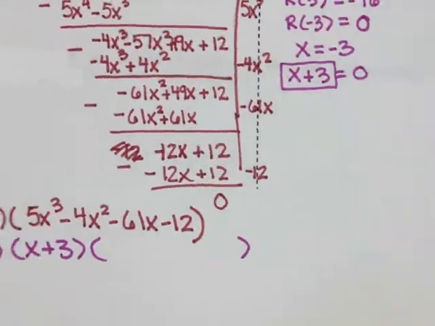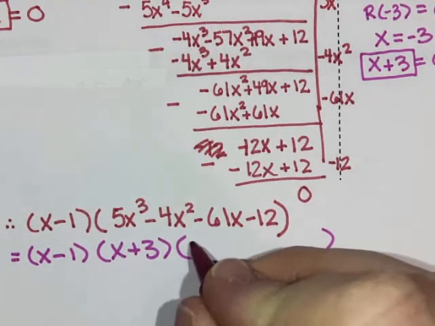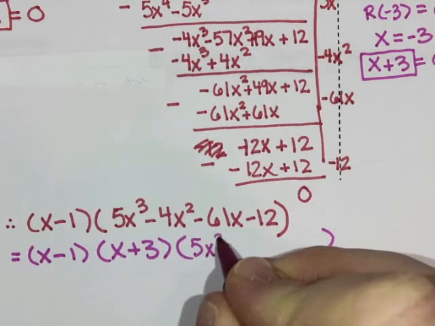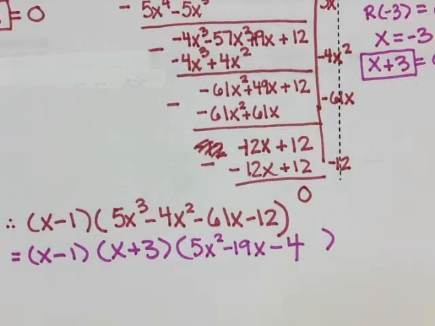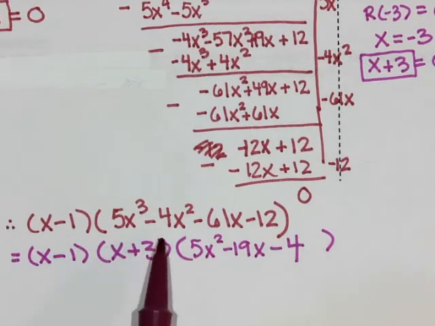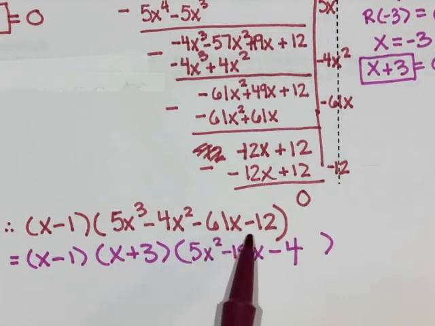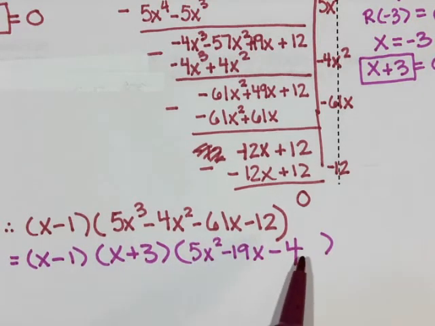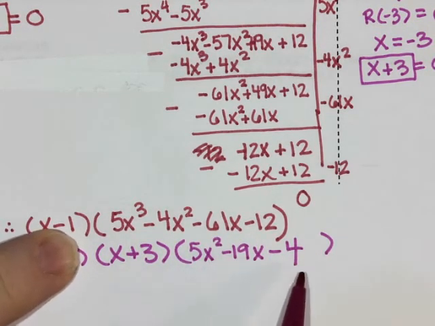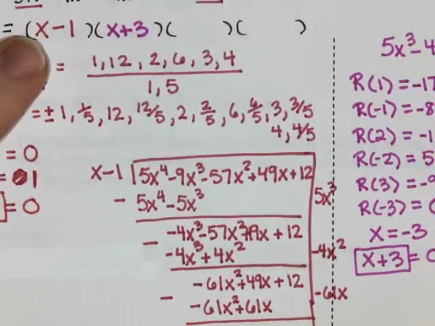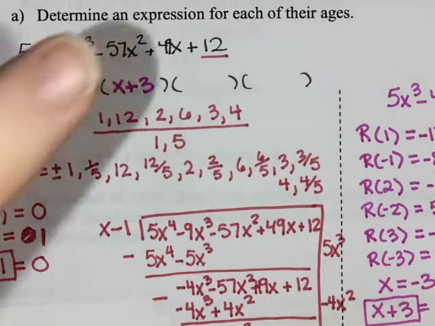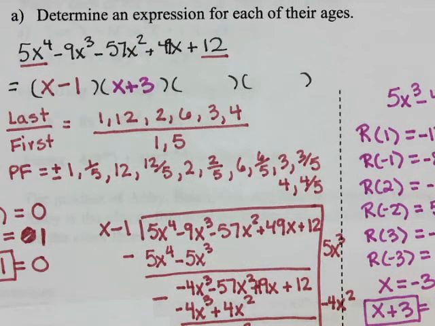So this part here is 5x squared minus 19x minus 4. Right? The 5x cubed minus 4x squared minus 61x minus 12 is x plus 3 times 5x squared minus 19x minus 4. And then we figured out that x minus 1 from the original. So we've now cracked the code on 2 of them. We have 2 more brackets to figure out.